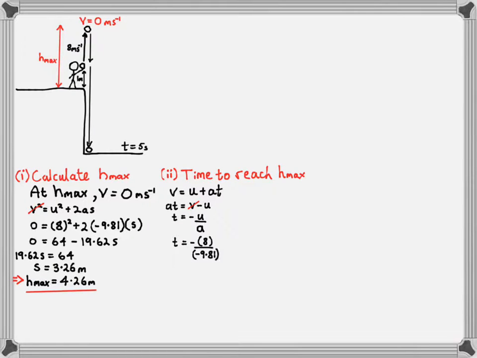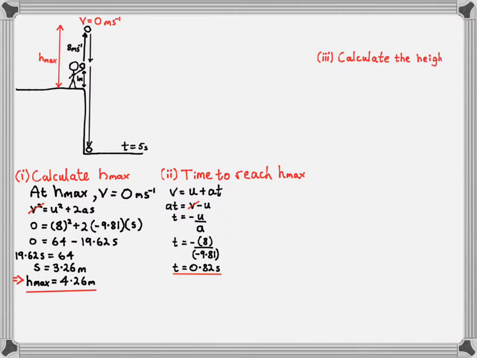So I say that time is equal to minus u over a, which is minus 8 over minus 9.81 again. So acceleration is minus 9.81, and that gives me a time of 0.82 seconds. So it took 0.82 seconds to reach this maximum height.